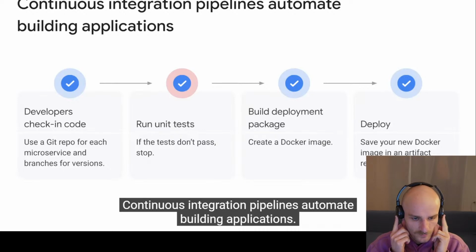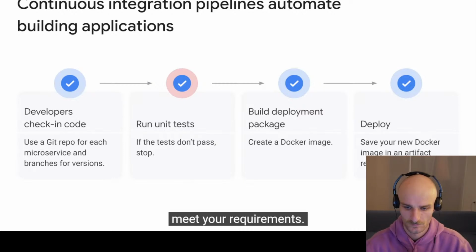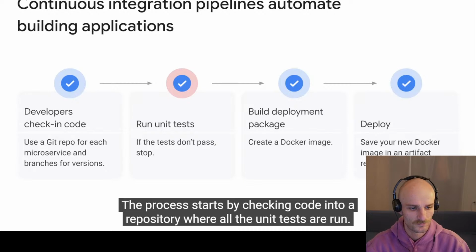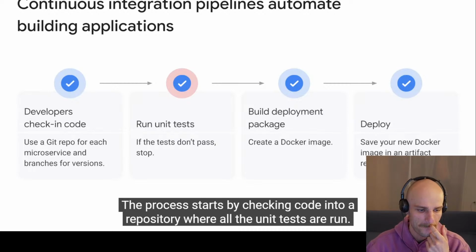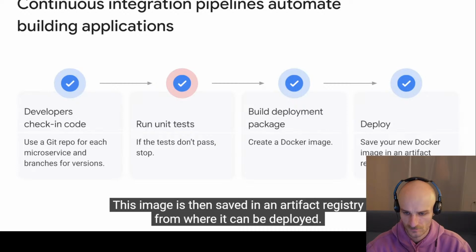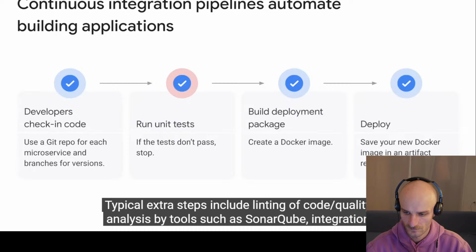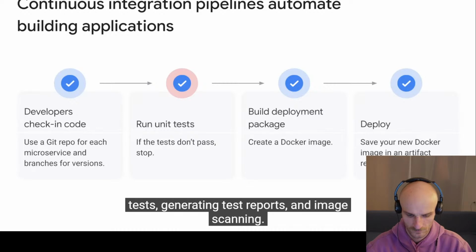Continuous integration pipelines automate building applications. This graphic shows a very simplistic view of a pipeline, which will be customized to meet your requirements. The process starts by checking code into a repository, where all the unit tests are run. On successful passing of these tests, a deployment package is built as a Docker image. This image is then saved in an artifact registry from where it can be deployed. Each microservice should have its own repository. Typical extra steps include linting the code, quality analysis by tools such as SonarQube, integration tests, generating test reports, and image scanning.